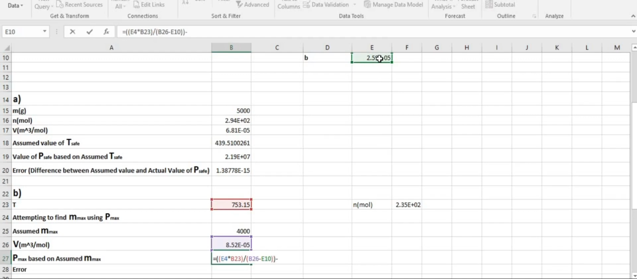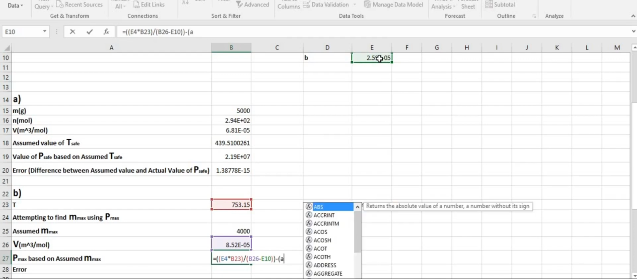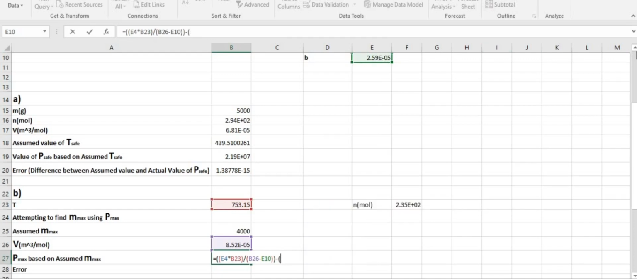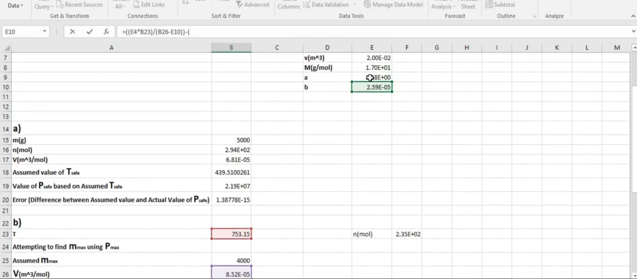Then minus another bracket. Then we have a, which is this, divided by our value of T raised to the power of 0.5, then multiplied by our value of V, multiplied by a new bracket and then containing V plus b.